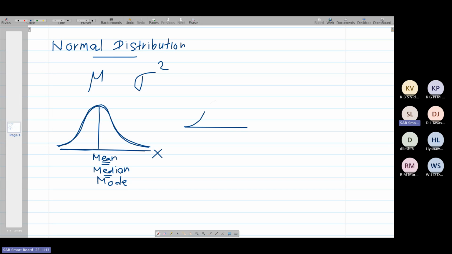This one is wrong. Understood? The normal curve does not touch the x-axis. We normally say the normal curve is asymptotic. Asymptotic means the normal curve does not touch the x-axis.